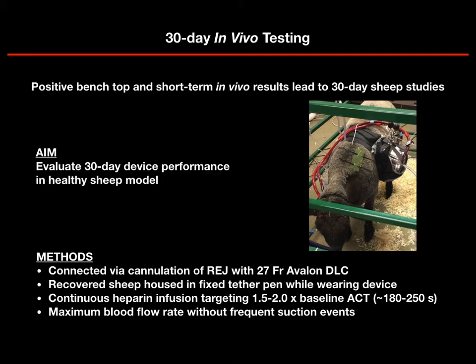After performing well on the benchtop and in short-term in vivo studies, the device was evaluated in a healthy sheep model. The device was connected via cannulation using a dual lumen catheter. Anticoagulation was achieved through heparin infusion, and we sought to keep the blood flow at its maximum 1.4 liter per minute rate without suction events.